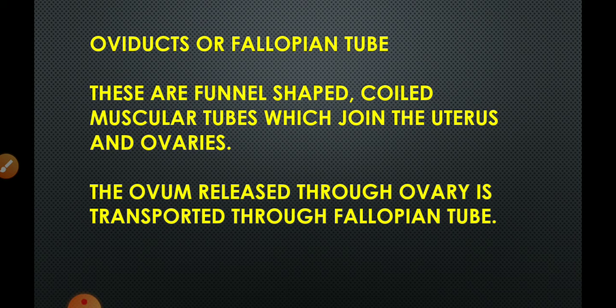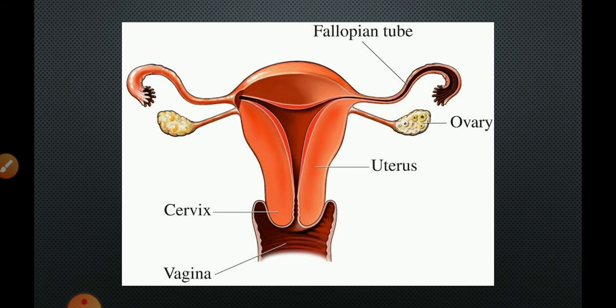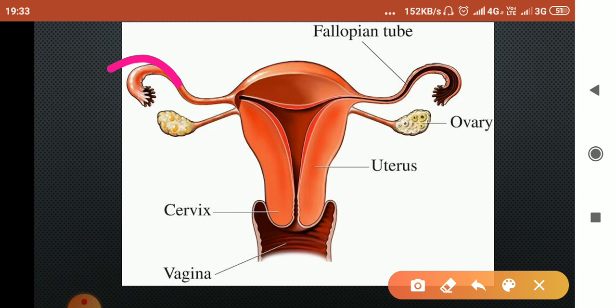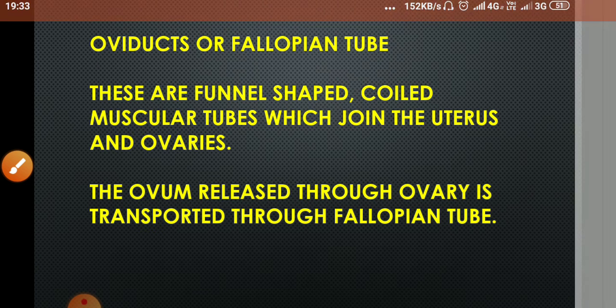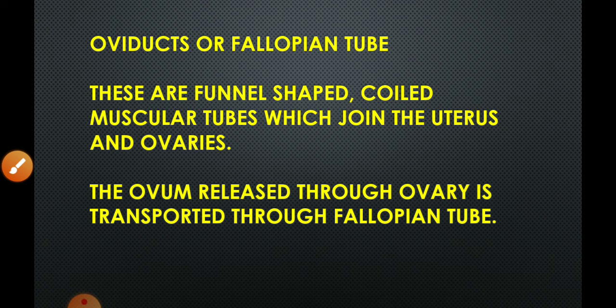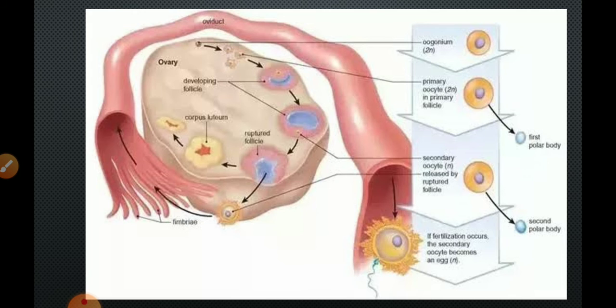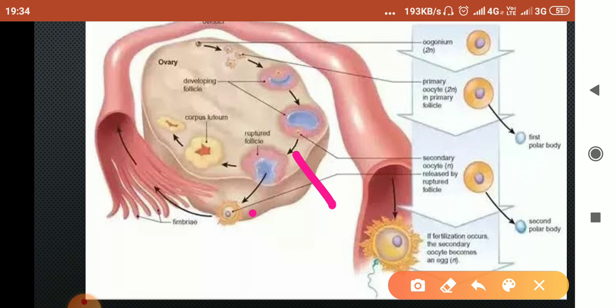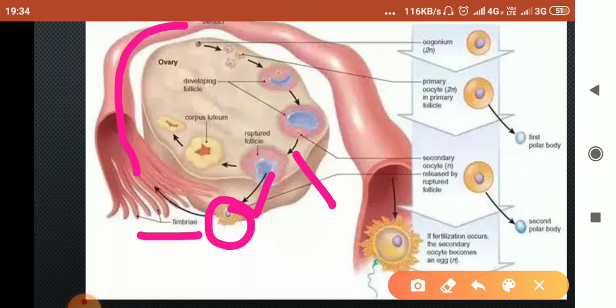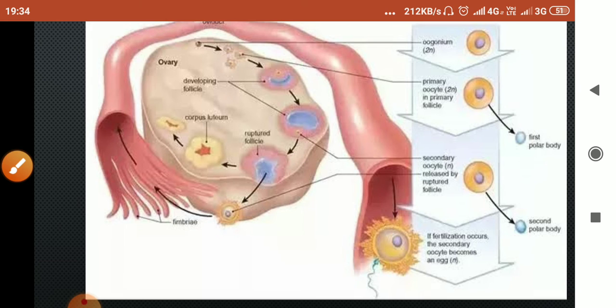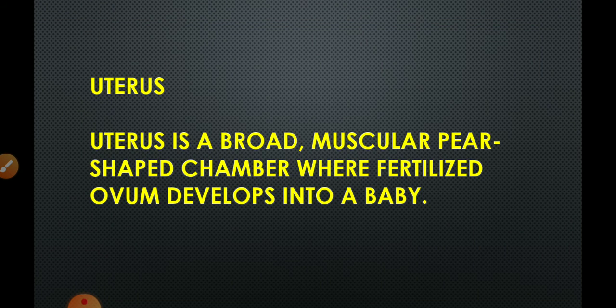Oviduct or fallopian tube. Now these are funnel shaped coiled muscular tubes which join the uterus and the ovaries. Here you can see that this fallopian tube joins the uterus and the ovaries. Then the ovum released through the ovary is transported through the fallopian tube. Children, here you can see that this one is the ovary and this is the ovum released. Now as the ovum or the egg is released from the ovary, it is caught by the fimbriae or the funnel of the fallopian tube, and it passes through the fallopian tube and enters inside the uterus. So this is how the fallopian tube transfers the ovum to the uterus. So this is the passage of the ovum.